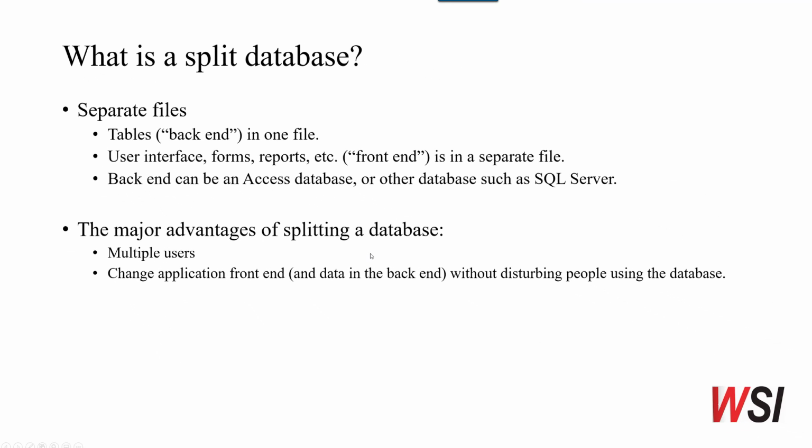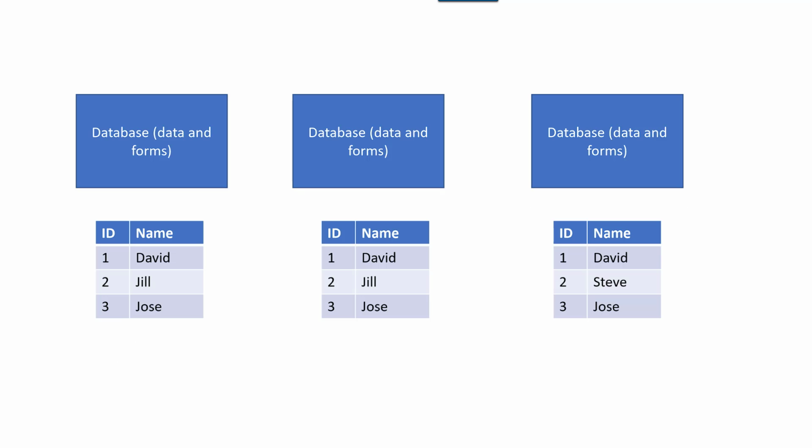But of course, this has problems when it comes to multiple users and if maintenance needs to be done on the database. So let's take that example where we have the self-contained database. Let's say we have this one right here, and it gets copied to two other computers. And so we have three users here, three copies of the people table.